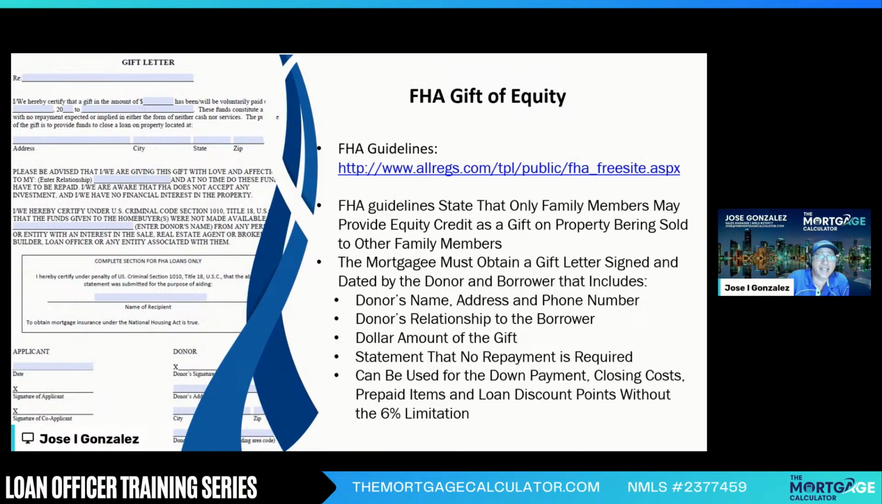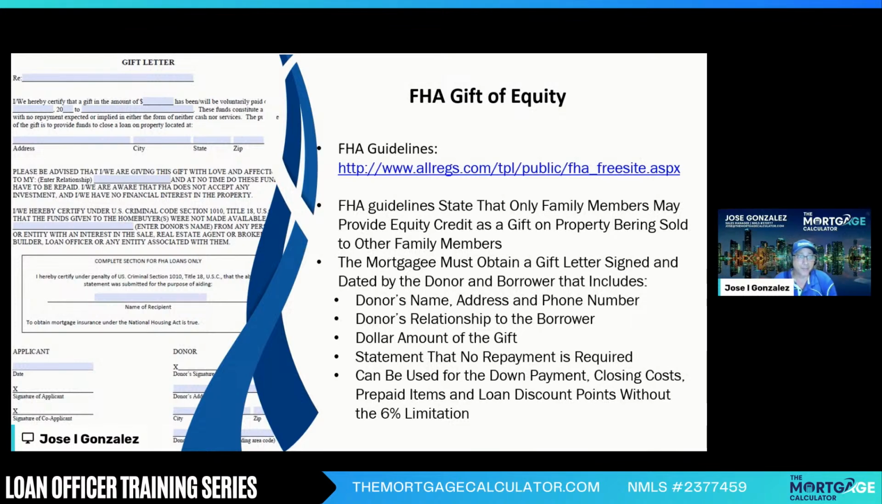FHA guidelines state that only family members may provide equity credit. That's what they like to call the gift of equity in FHA terms. Equity credit as a gift on property being sold to other family members, right? So remember, gift of equity can only come from a direct family member. Gift of equity cannot come from an employer, a landlord, or anything like that. And we're talking about grandparents, parents, brother, sister. I don't know about aunt and uncle, how deep down they go to be considered family, but we're talking about family members.